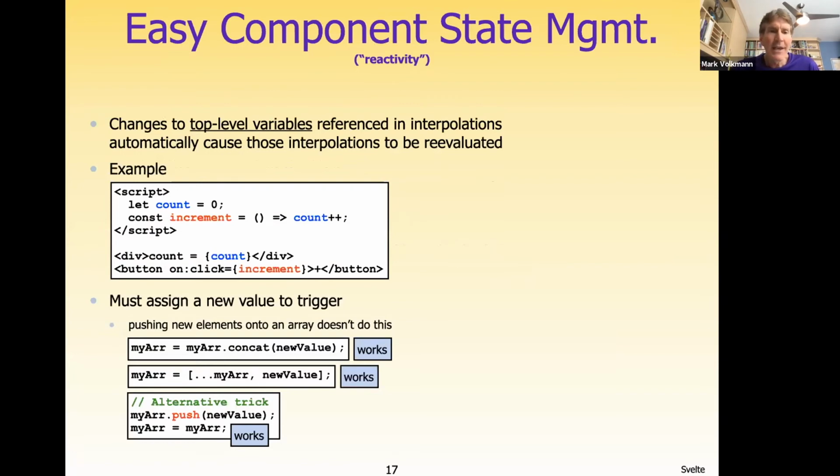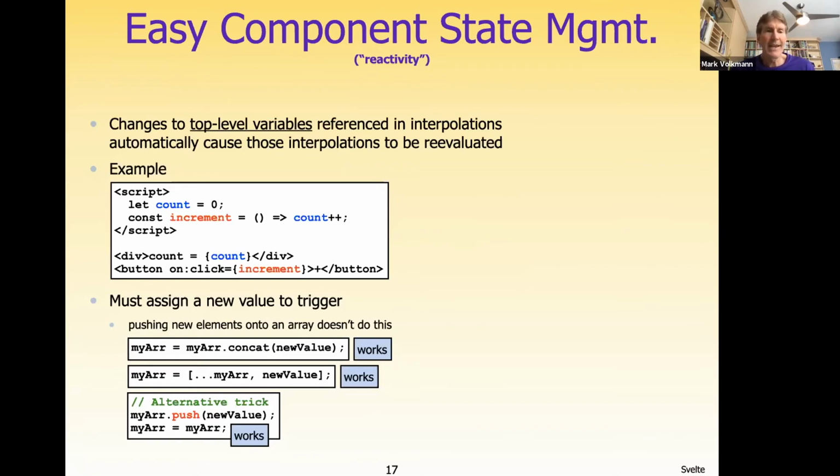Easy component state management using reactivity. So what we're after here is we want it to be the case that the top level variables in my component represent my state. And if I change their value, my component is going to update to show me the new value. And so in the first white box here, we have absolutely the simplest example of this that you could come up with. It's just a counter component.